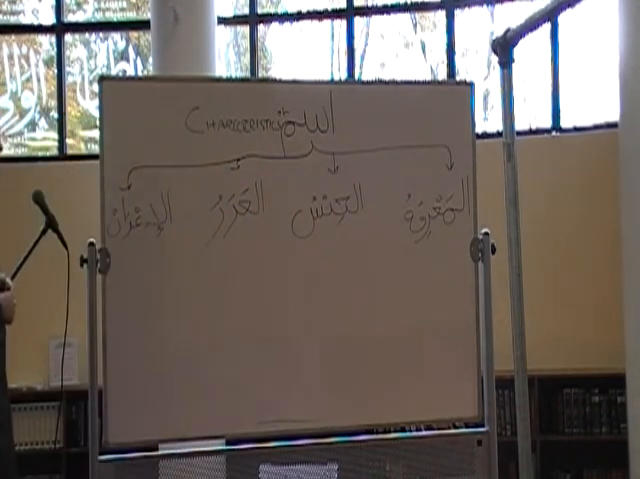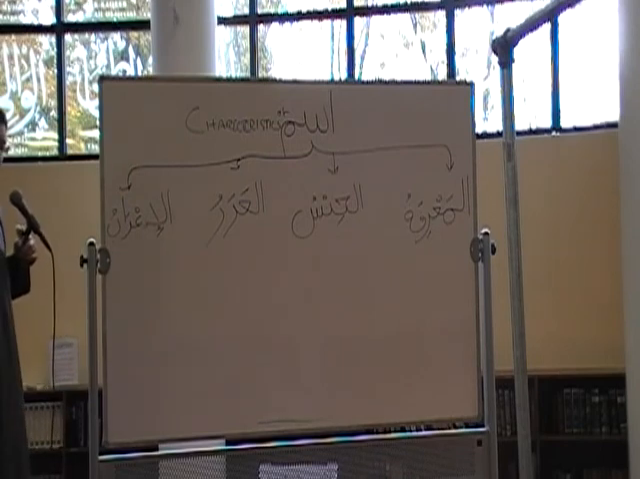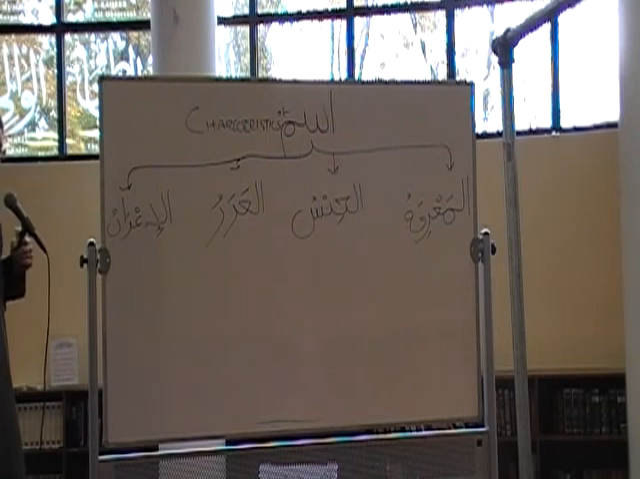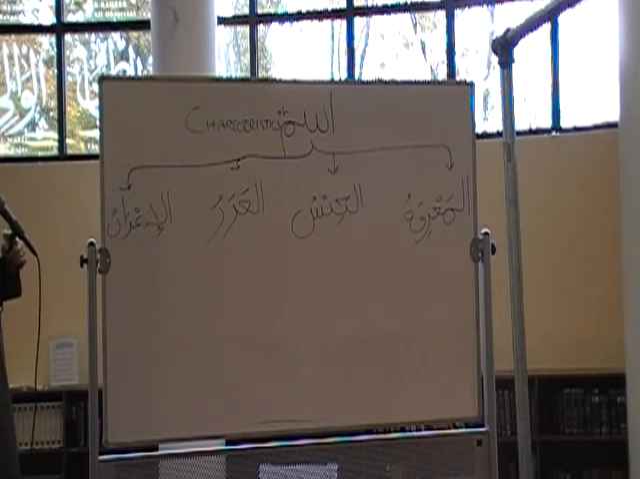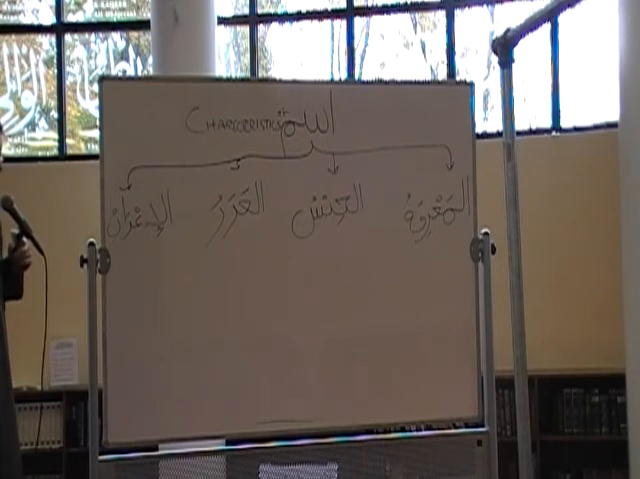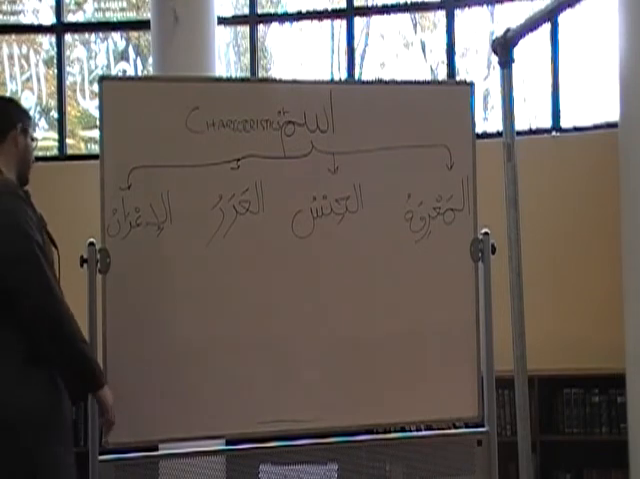So the second one is known as al-jins, the third characteristic is known as al-adad, and the last one is known as al-i'rab. Once we figured out that a word is an ism, we need to now figure out the word, what is ma'rifa, we need to know the ism's jins, we need to know the ism's adad, and we need to know the ism's i'rab.